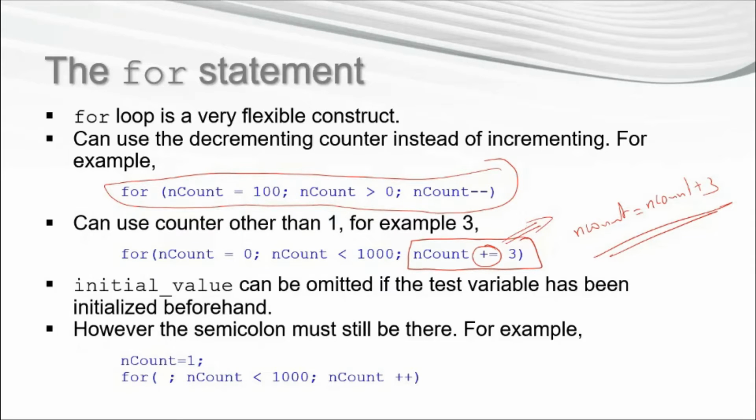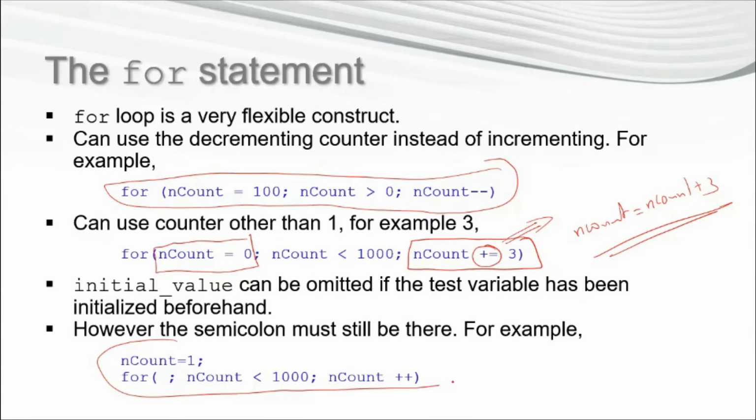Then the initial value can be omitted if the test variable has been initialized beforehand. That is also possible: this particular statement, ncount = 0, can be avoided if it has already been initialized. But still the semicolon should be there. See, this is an example.